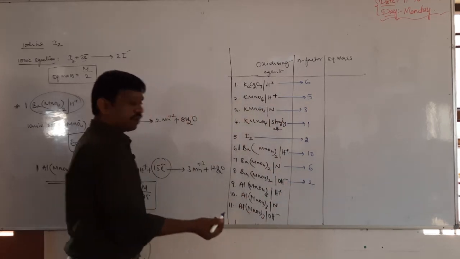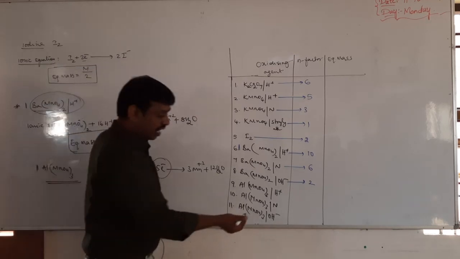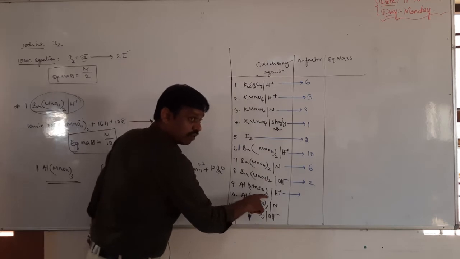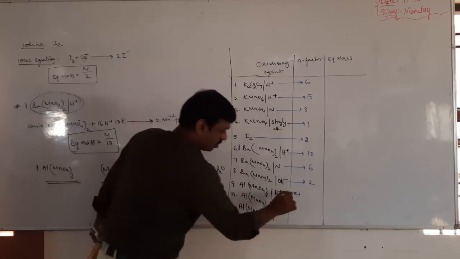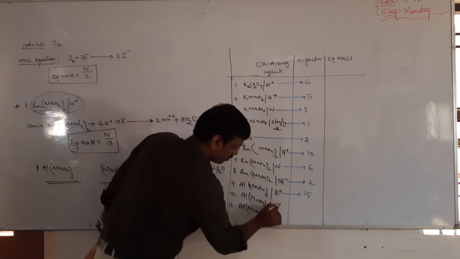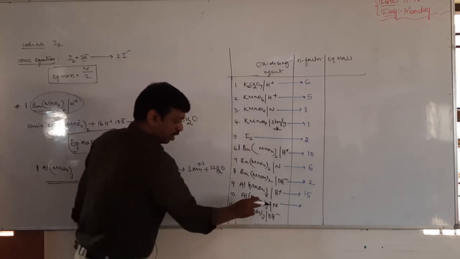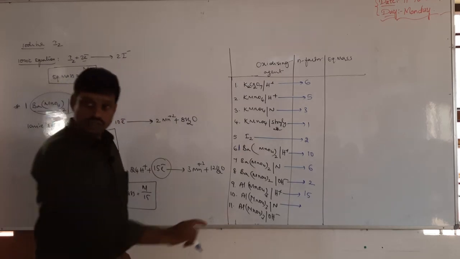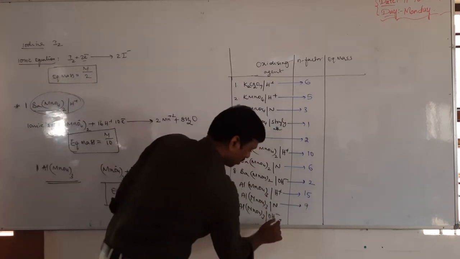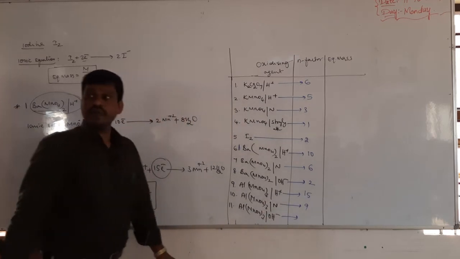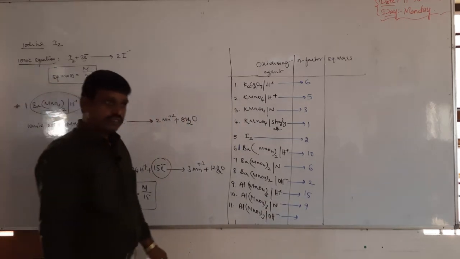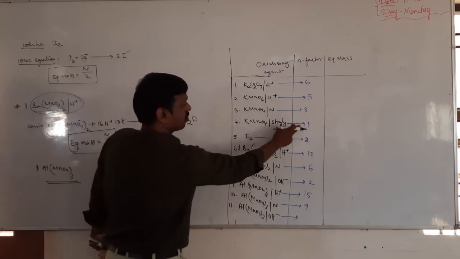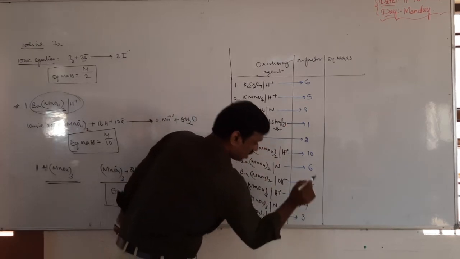Next, aluminium permanganate in acidic medium. There are 3 permanganate ions. 1 permanganate ion can take 5 electrons, so 3 can take 15 electrons. In neutral medium, 1 permanganate can take 3 electrons, so 3 can take 9 electrons. In alkaline medium, 1 permanganate can take 1 electron, so 3 can take 3 electrons.